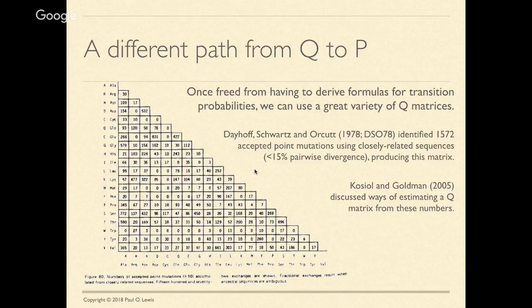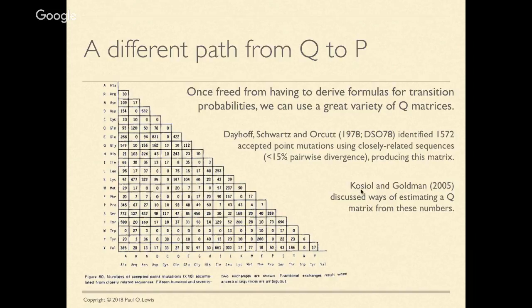And so one nice thing is once we're freed from having to have formulas for transition probabilities by the diagonalization method, we can use a great variety of Q matrices. So basically, in 1978, Dayhoff, Schwartz, and Orcutt identified a bunch of accepted point mutations using closely related sequences. They chose these closely related sequences so there wouldn't be a lot of multiple hits. And they produced this matrix, which you can sort of think of as a proxy for a Q matrix. And then they obtained transition probabilities from this by extrapolating this Q matrix over larger amounts of time.